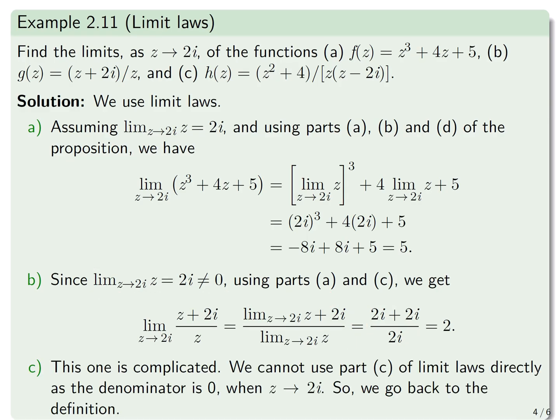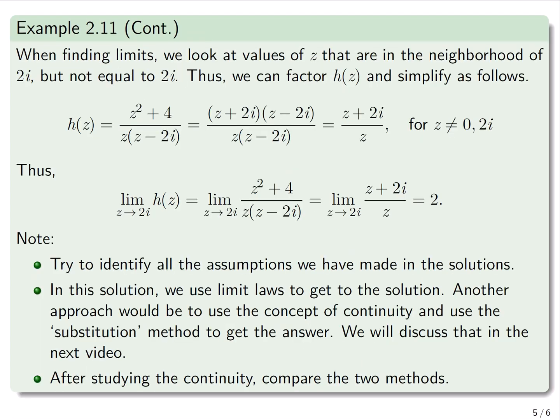And part D can be complicated because there is a 2i here that makes the denominator 0. It's a complicated situation. So you can see that we cannot use part C for this one directly, because the denominator is 0. That means we need to make a different argument. When z goes to 2i, we are going to go back to the limit definition. So let's see how we can use that idea.